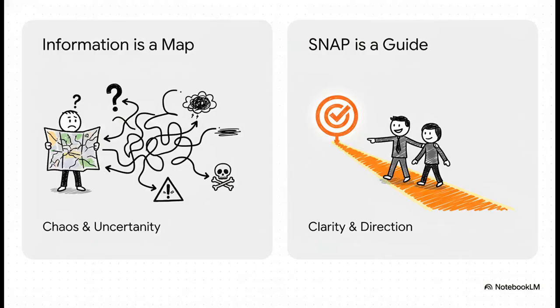This metaphor from the source material just sums it up perfectly. Information by itself is just a map. It shows you all the possible routes, but it doesn't tell your audience where to go. They can get lost, take a wrong turn, or just put the map away. The SNAP framework, though, acts as your guide. It takes them by the hand and leads them down one specific path, to the only destination that matters in a pitch, a clear yes.